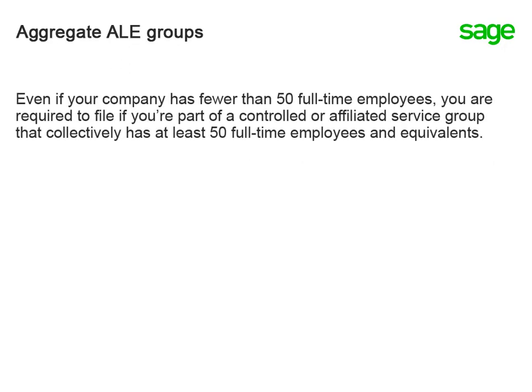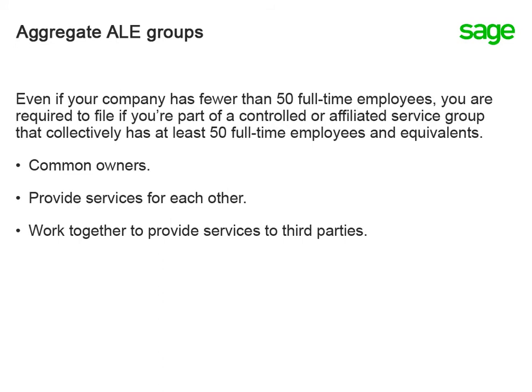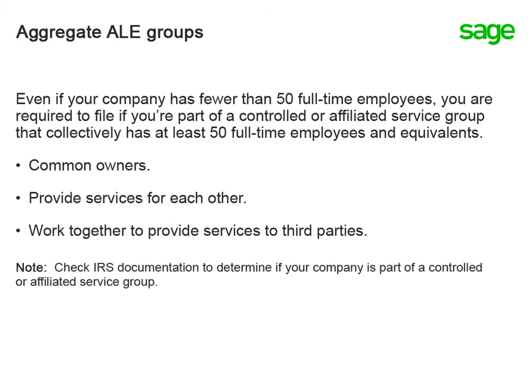Be aware that even if your company has fewer than 50 full-time employees and equivalents, you're still required to file if you're part of a controlled or affiliated service group that collectively has at least 50 full-time employees and equivalents. Companies are considered to be in a controlled or affiliated service group if they have common owners, provide services for each other, or work together to provide services to third parties.